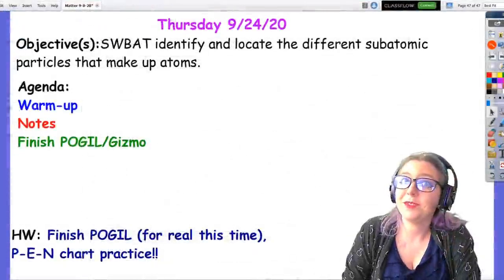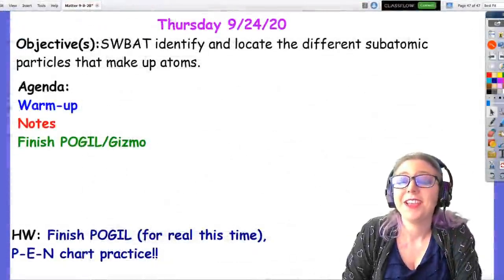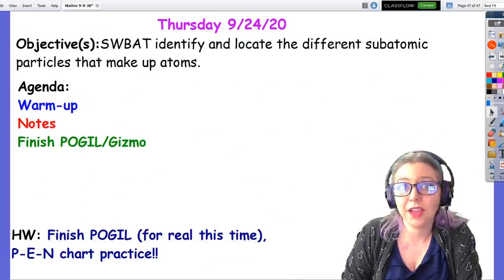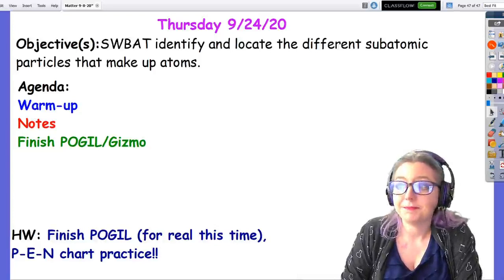So that's everything we did on Thursday and Friday. If there was time left over, I let you guys work on your POGL or work on that element builder gizmo. But that is it.